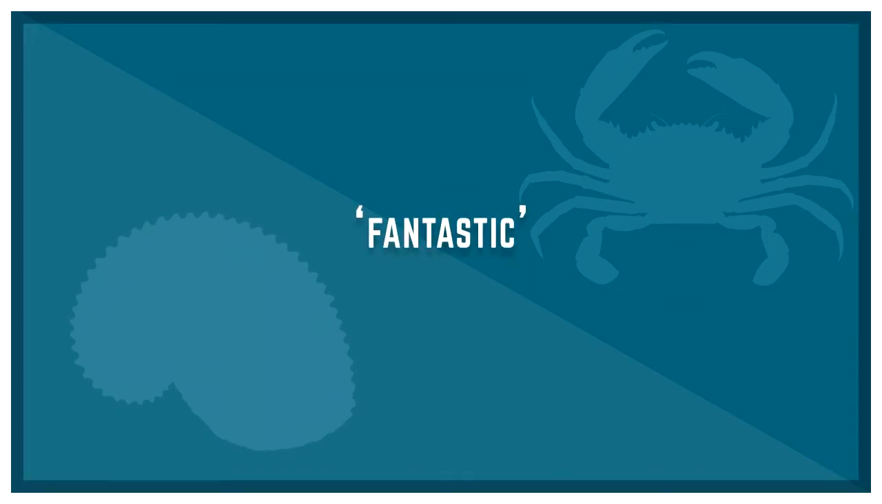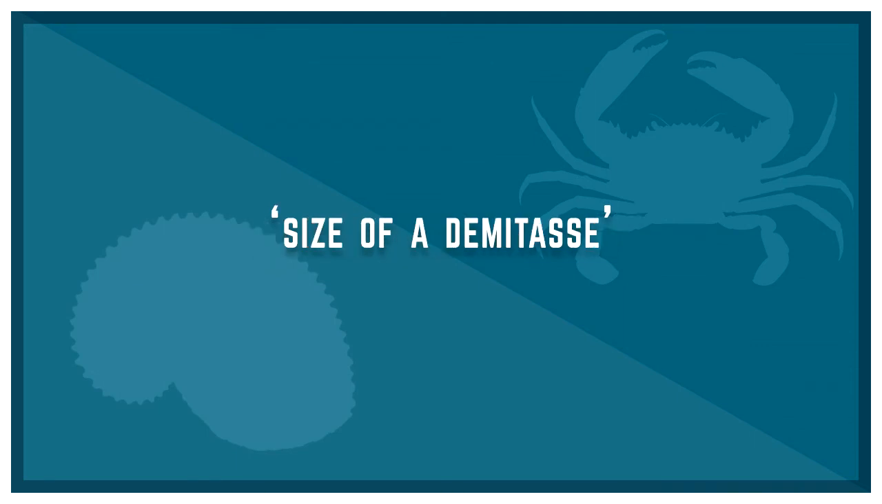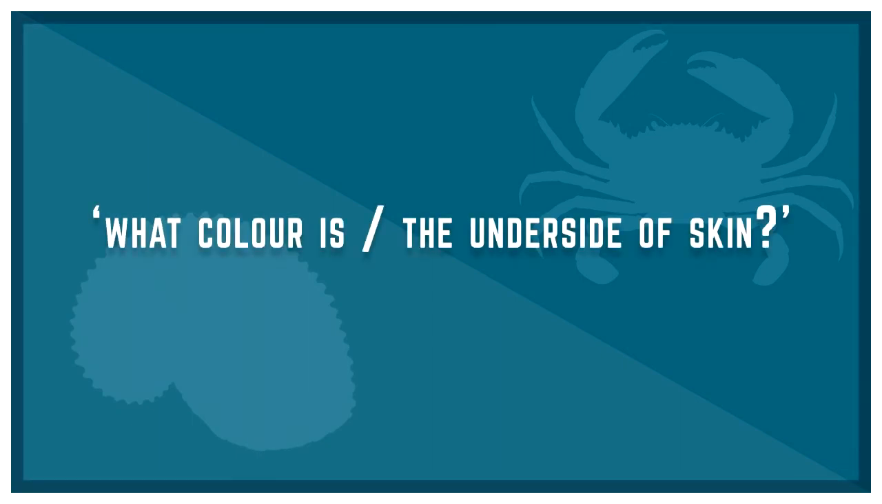In remembrance of the crab, it is optimistically regarded as fantastic, with a little travelling case, preserved in kind brine, the size of a demitasse. This illustrates a playful and innocent portrait of the creature, humanising the weaker specimen with harmless motifs of cutlery and luggage. Further humanization is applied at the poem's conclusion, comparing the crab's cadaver with our own to ask, what colour is the underside of skin?